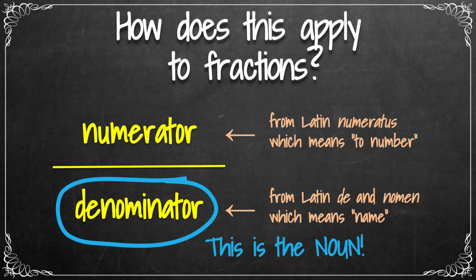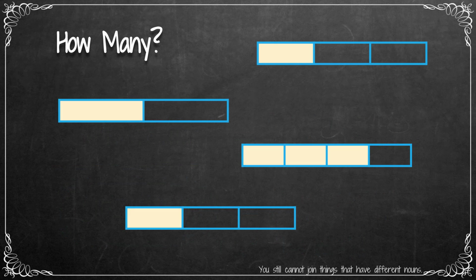In other words, the denominator tells us what part of the whole we're looking at, and the numerator tells us how many of those parts. The denominator is the name or the noun. With this in mind, let's try applying our counting rule with fractions. How many? Remember, we must sort first, then count. Let's figure out what we're looking at here.